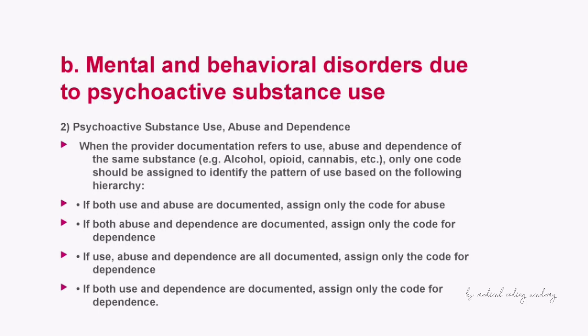When the provider documentation refers to use, abuse and dependence of the same substance, e.g. alcohol, opioid, cannabis, etc., only one code should be assigned to identify the pattern of use based on the following hierarchy. If both use and abuse are documented, assign only the code for abuse. If both abuse and dependence are documented, assign only the code for dependence. If use, abuse and dependence are all documented, assign only the code for dependence. If both use and dependence are documented, assign only the code for dependence.